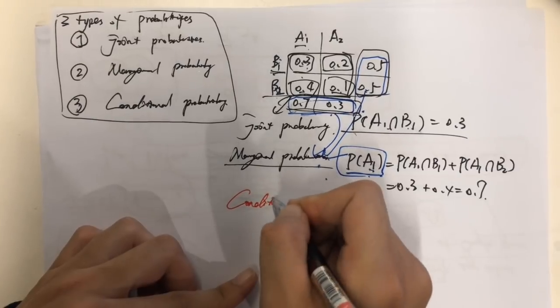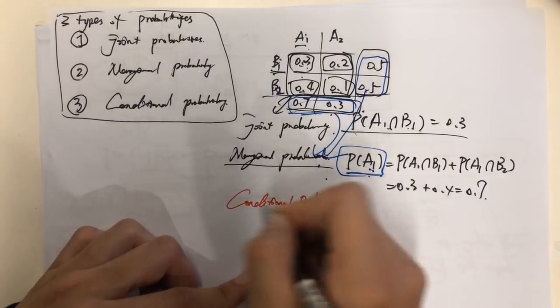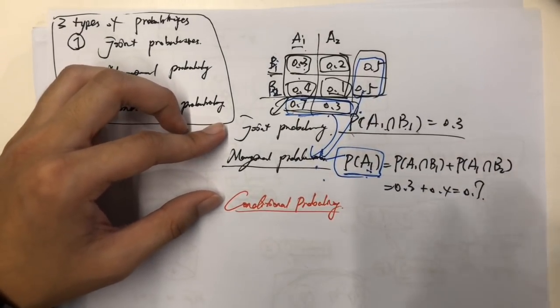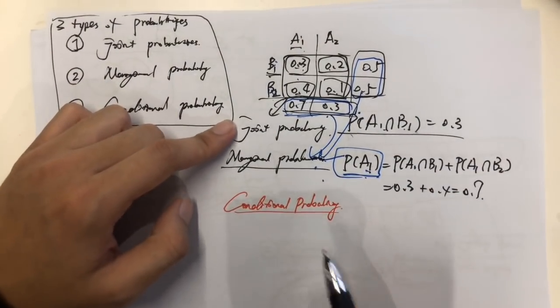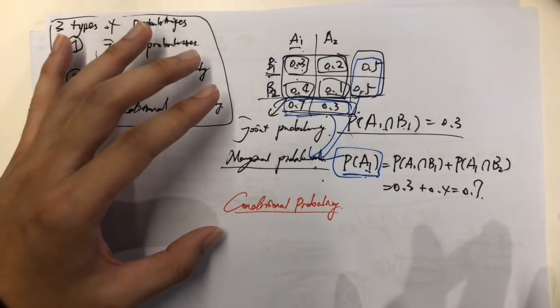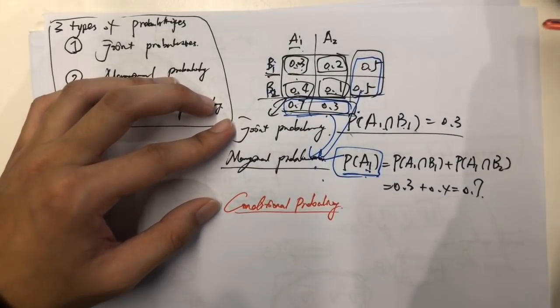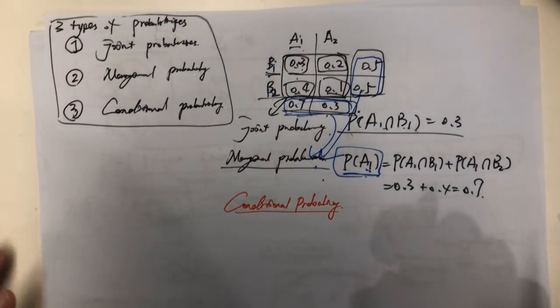So, conditional probabilities. For conditional probabilities, many of the students tend to mix up conditional probability and joint probability. I'd like to briefly explain the difference between joint probability and conditional probability using a very simple example so that you will never forget, okay?